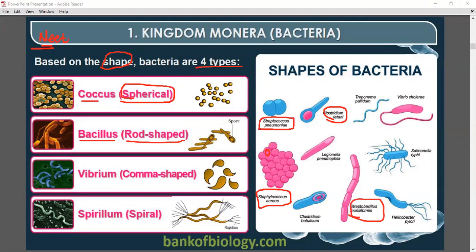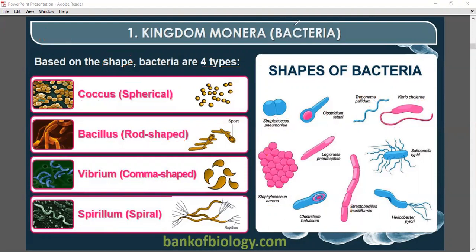They are the rod-shaped bacteria. Next is Vibrio, or comma-shaped bacteria, that is Vibrio cholerae. And the last one is the spirillum, or spiral-shaped bacteria, for example Treponema pallidum. All these are different classes of bacteria based on their shape. Clear? This is a very important slide. You may expect several questions from this slide.